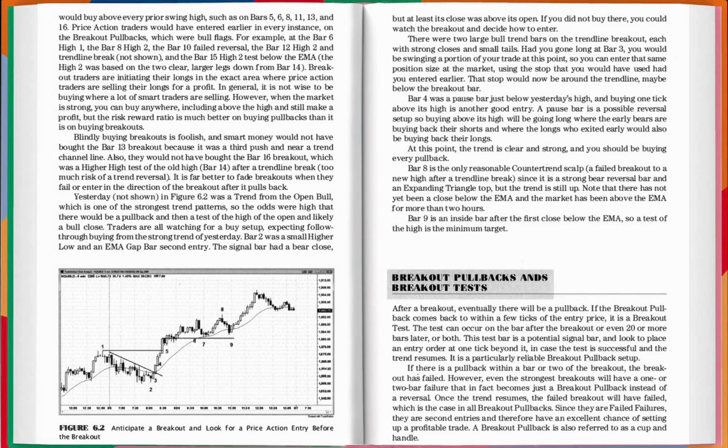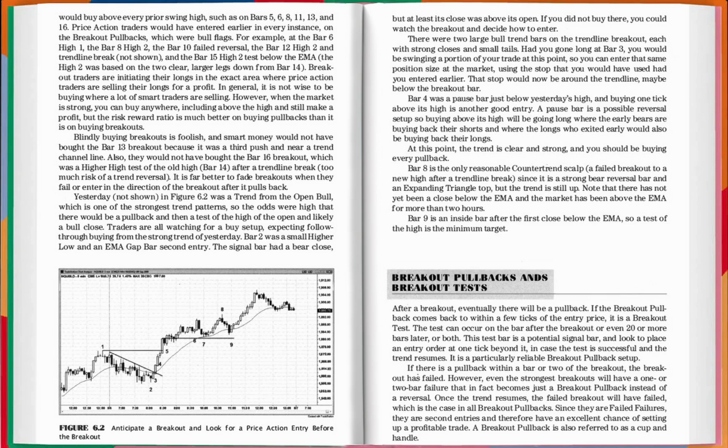Breakout traders would buy above every prior swing high, such as on bars 5, 6, 8, 11, 13, and 16. Price action traders would have entered earlier in every instance on the breakout pullbacks, which were bull flags. For example, at the bar 6 high 1, the bar 8 high 2, the bar 10 failed reversal, the bar 12 high 2 and trendline break not shown, and the bar 15 high 2 test below the EMA. The high 2 was based on the 2 clear, larger legs down from bar 14.